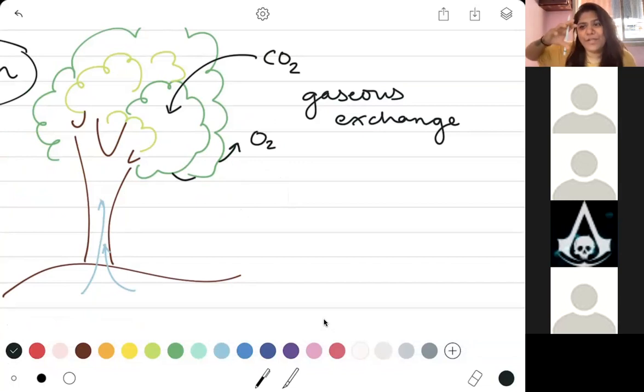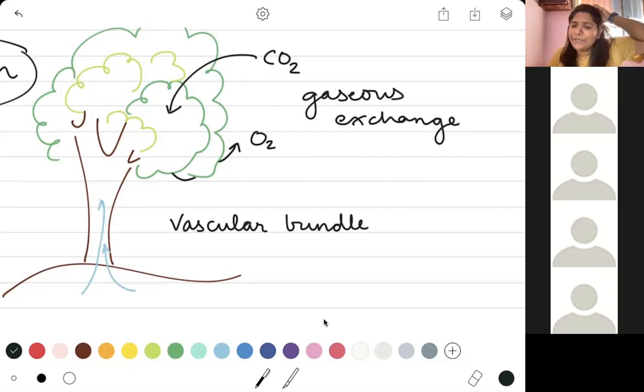One of the structures that you might have studied was the vascular bundle. Have you heard of this term before? Yes, ma'am. Right? So what is a vascular bundle? A vascular bundle is a kind of complex tissue present in plants, which is made up of two components: there is a xylem and there is a phloem.